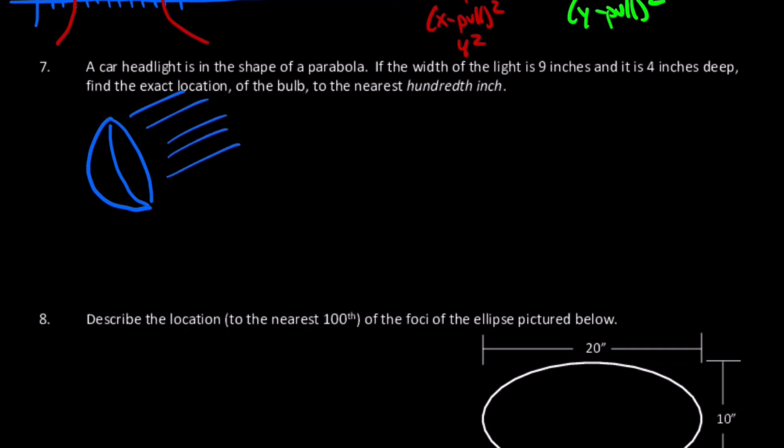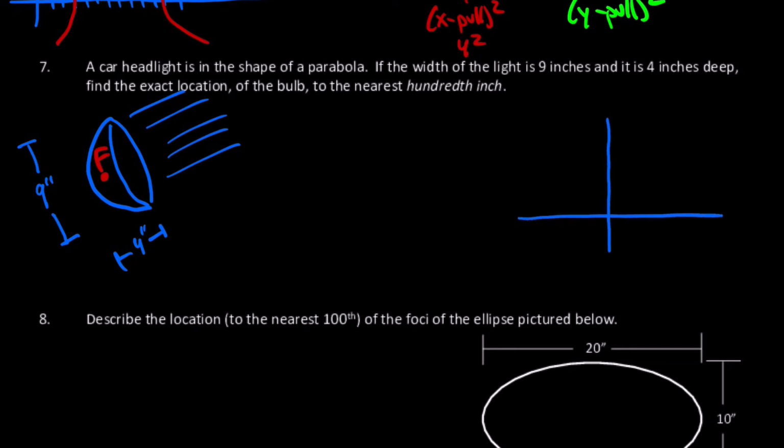So here's my light. The width would be across the lens, that's 9 inches. The depth would be from the lens to the back, that's 4 inches. And I want to know where to put the bulb. That'll be at the focus. It's kind of like an engineering problem. What I want to do is take that physical representation of the headlight and put it on a coordinate plane.